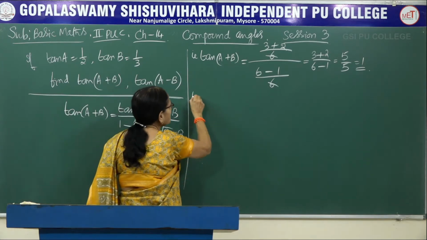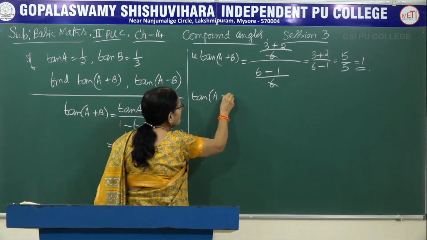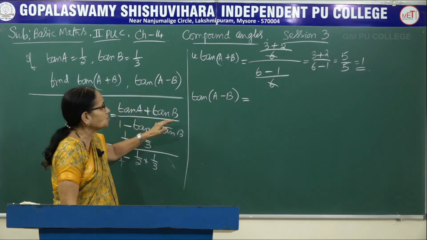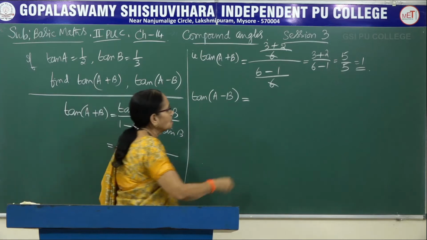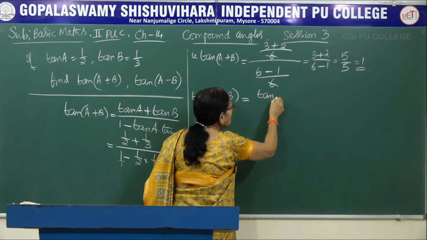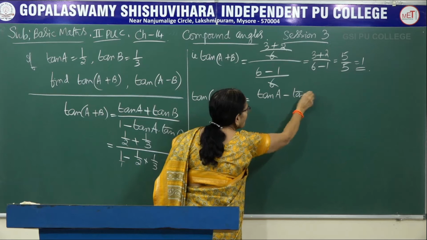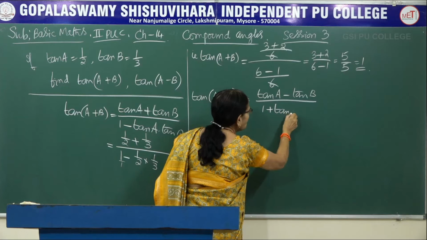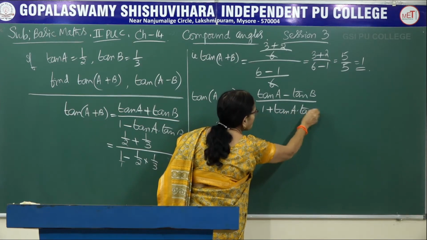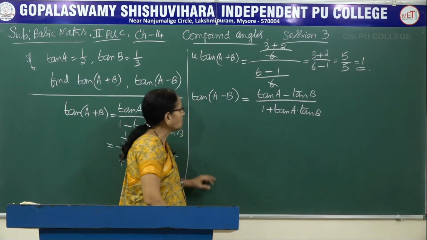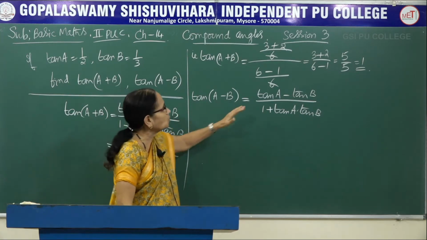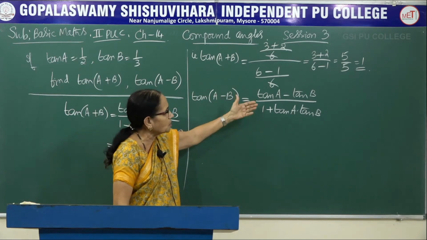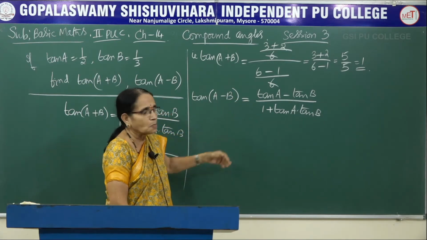Now let me take the second expansion, tan of a minus b. Here only the sign is different, the terms though remain the same. So this would be equal to tan a minus tan b divided by 1 plus tan a into tan b. So how to remember: when you are having positive sign, numerator would be positive, denominator negative. Here it is negative, meaning the numerator is negative, the denominator would be positive.